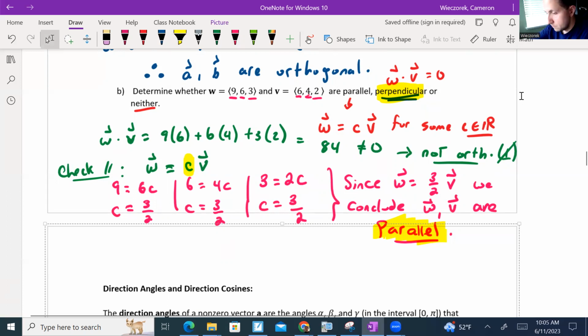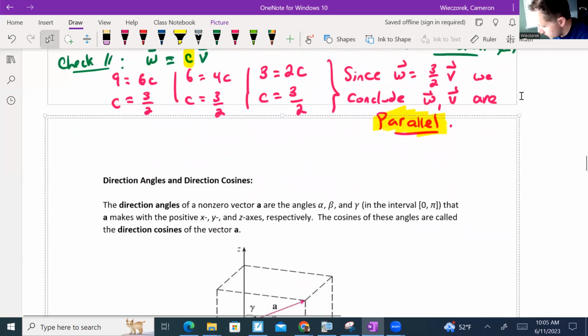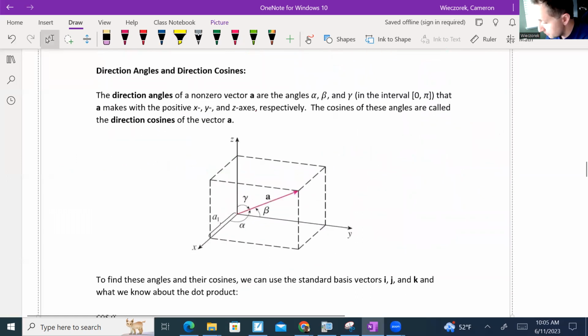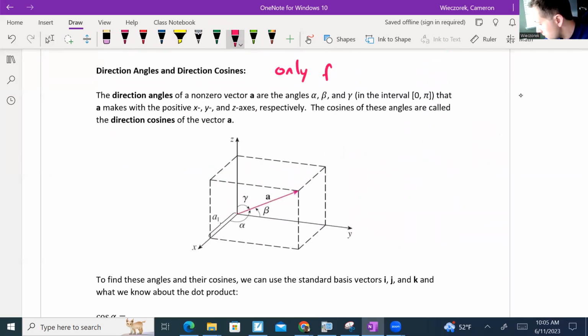Okay, next up. Direction angles and direction cosines. This concept will only make sense if you are dealing with 3-dimensional vectors. So I'm going to say only for R3. The direction angles of a non-zero vector A are the angles, these are Greek letters, alpha, beta, and gamma, all between 0 and pi, that vector A, sketched below here, you can see it in green that I'm overlapping, make with the positive x, y, and z axes respectively.